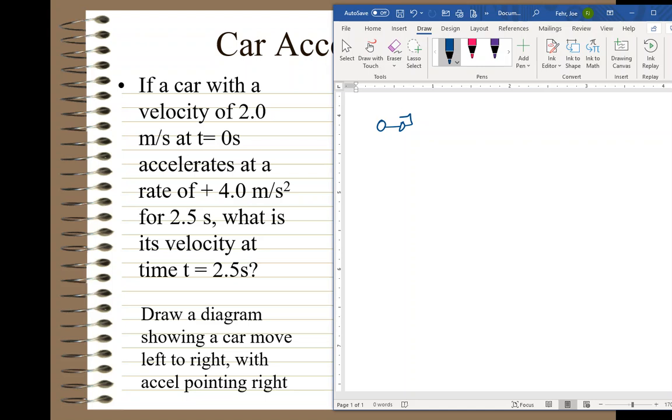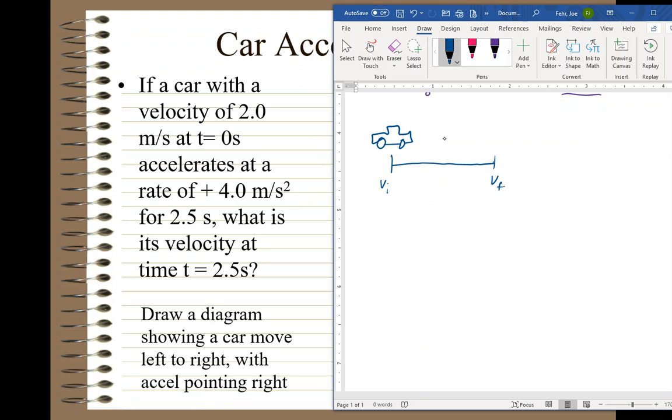Here's my car. Remember, you can draw a box and label it car. Doesn't really matter that much. But the important part that does matter is the physics involved. So you got to show the variables. And let's see. This is my initial velocity here, my final velocity over here.